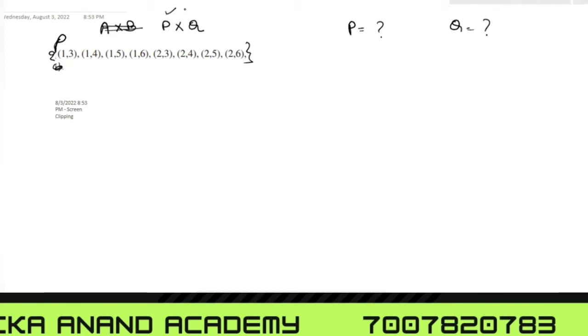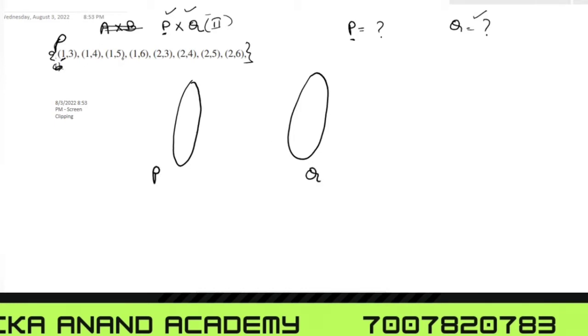In P cross Q, all the elements which come at the first place belong to set P, and all the elements which come at the second place belong to set Q. Okay, so again I draw the pictures, just arrow diagrams. So this is set P, this is set Q. So 1, I write over here 1. Now 3, so I write over here 3.